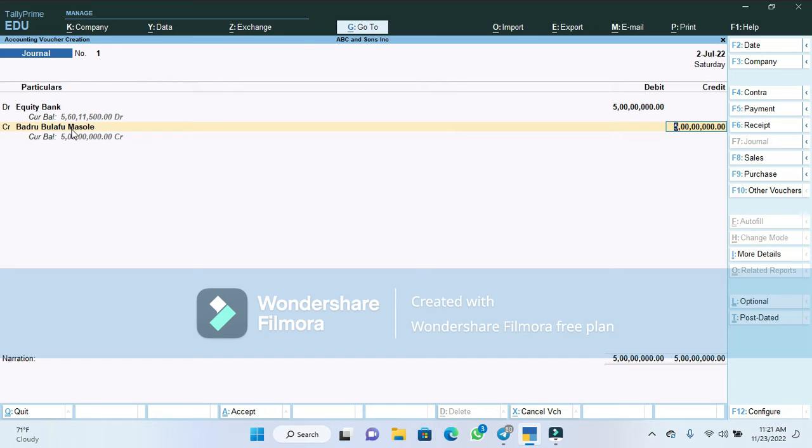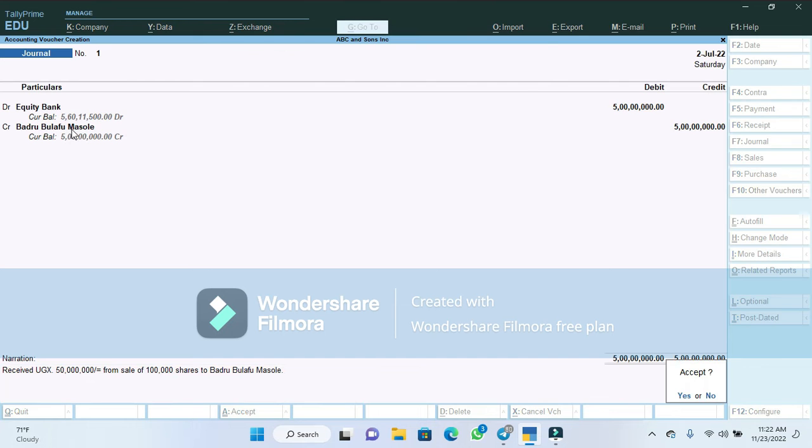So you enter and narrate that received UGX 50 million only from sale of 100,000 shares to Badru Bulafu Masole. Then you can enter.